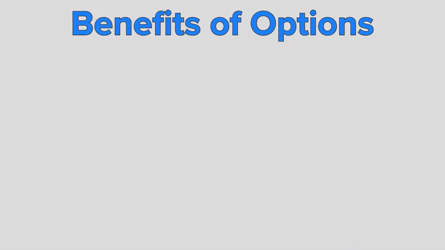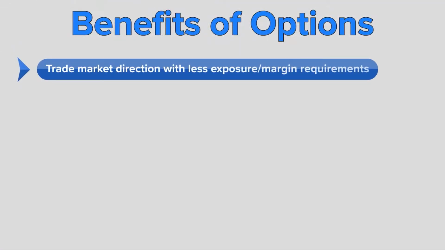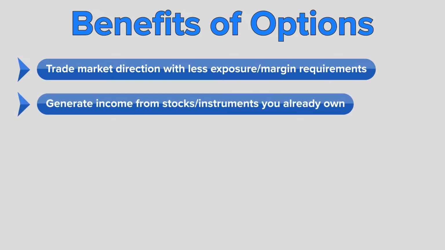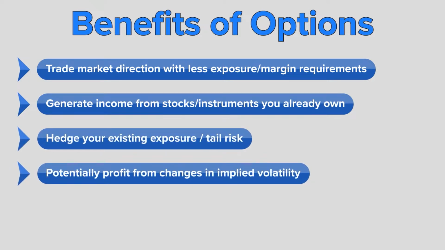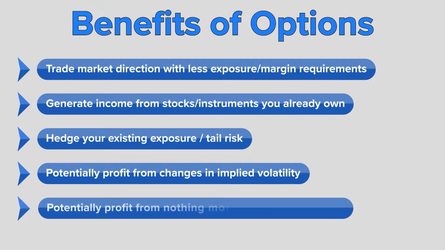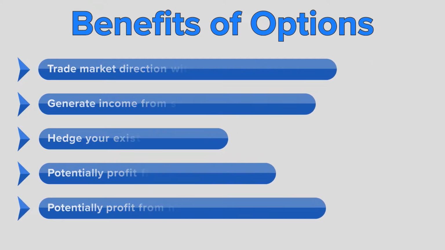By utilizing the power of options, you can potentially trade market direction with less exposure and significantly lower margin requirements. Generate income from stocks or instruments you already own. Hedge your existing market exposure and/or tail risk. Potentially profit from changes in implied volatility, and potentially profit from nothing more than the passage of time.